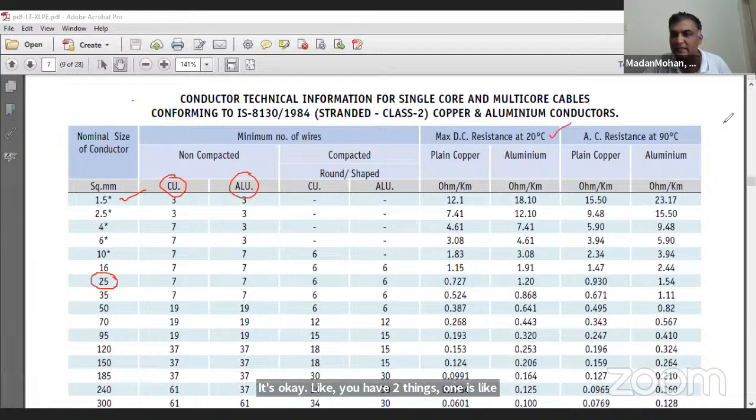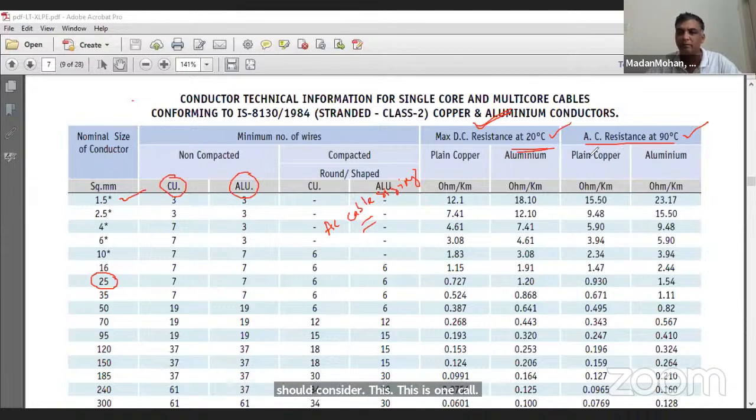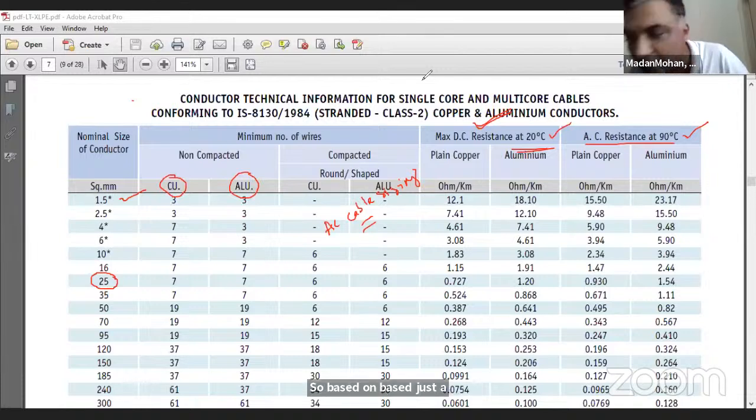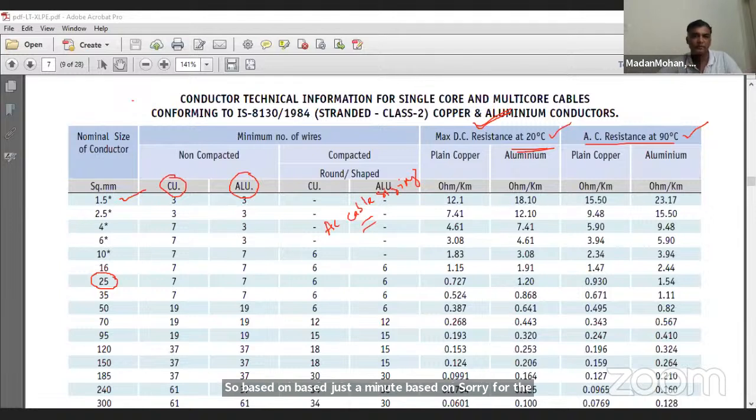You have two things: DC resistance and AC resistance. When you are doing an AC cable sizing calculation, we have to take the AC resistance. If your application is a DC application, then you should consider the DC resistance. This is one point. Just a minute, sorry for the interruption, guys.